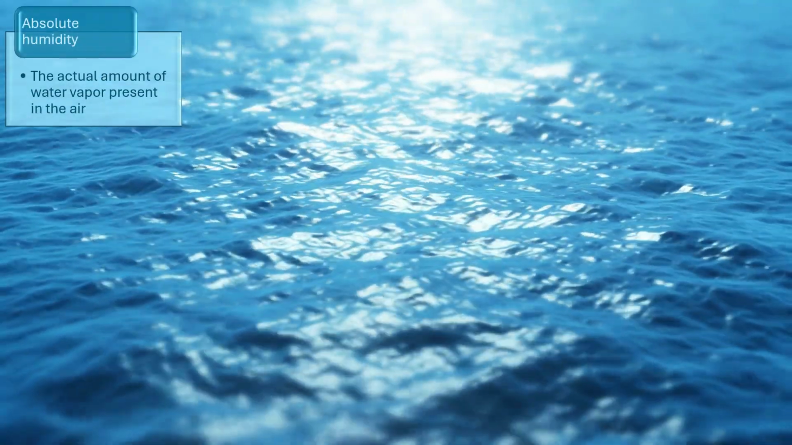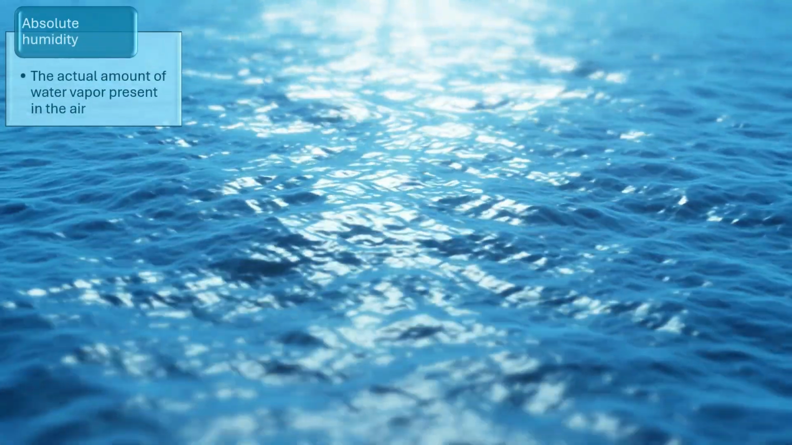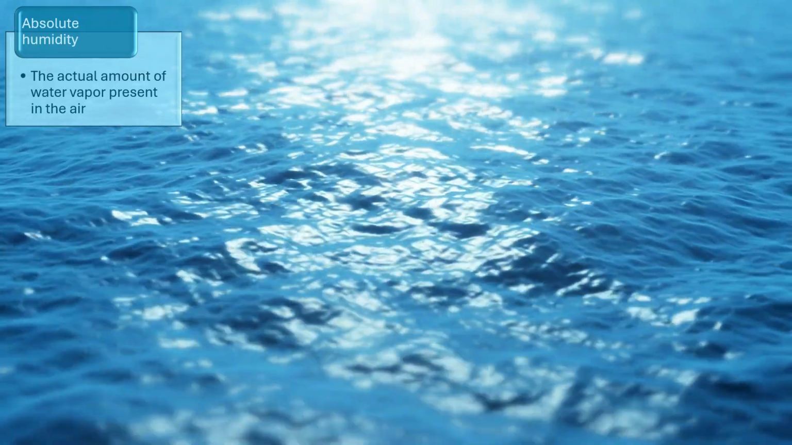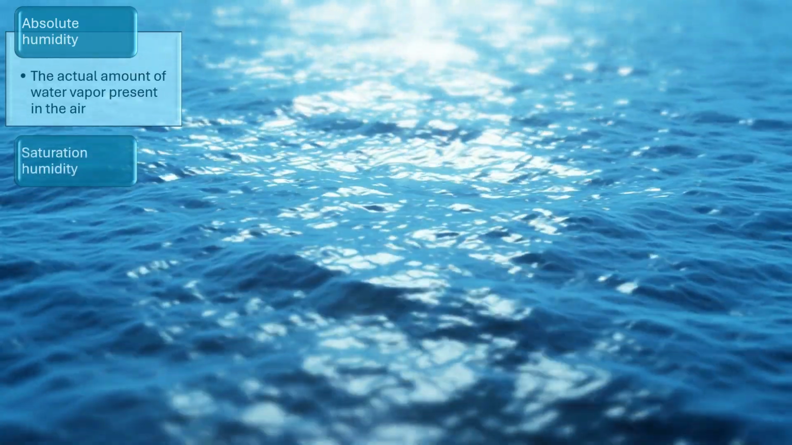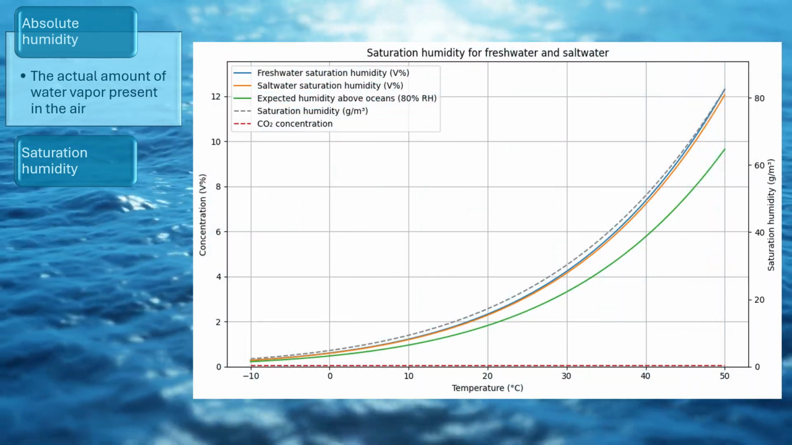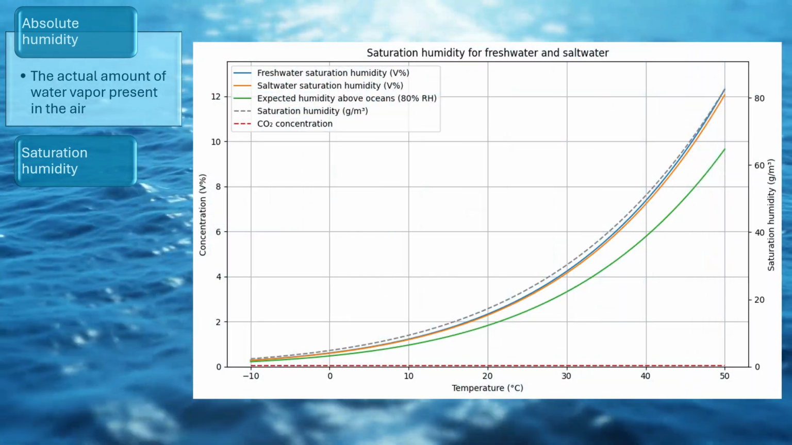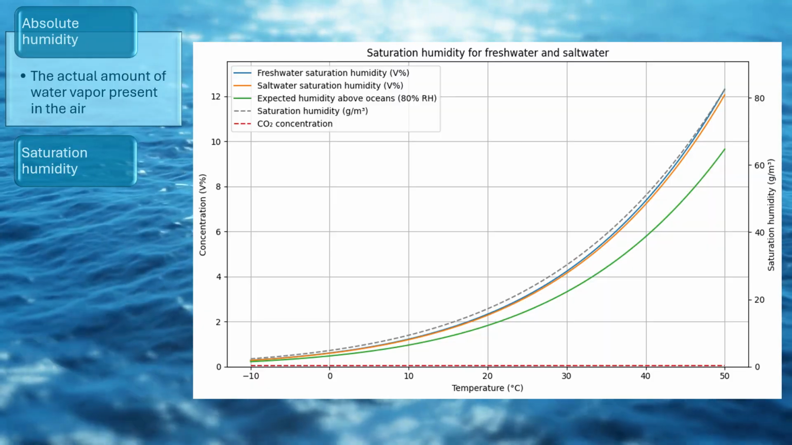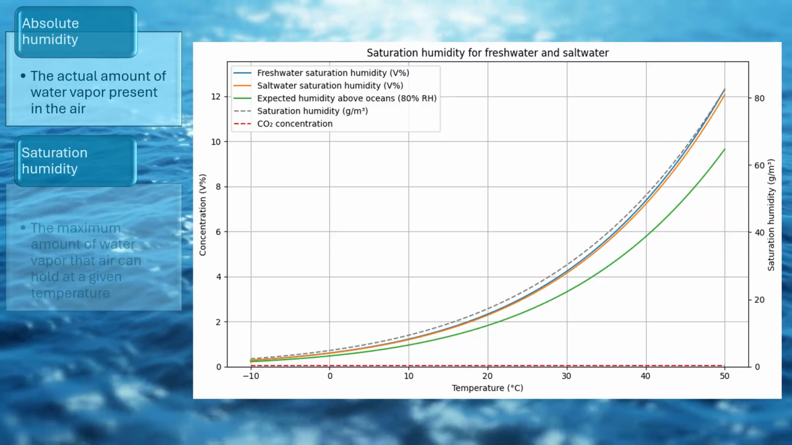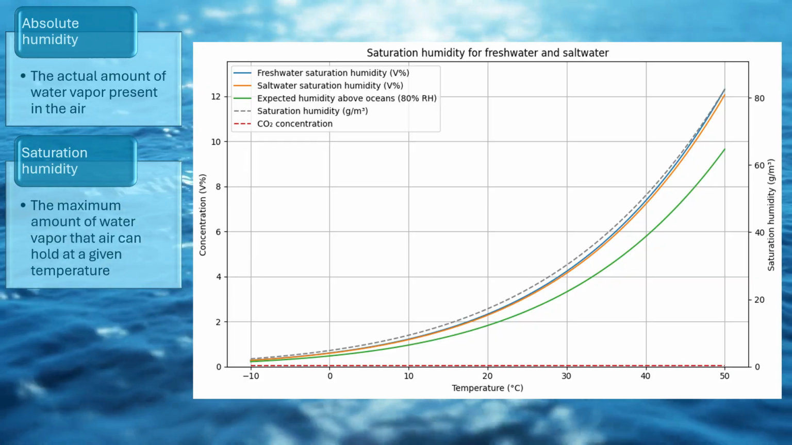To understand atmospheric moisture, we must distinguish between two concepts. Absolute humidity tells us how much water vapor is actually present in the air. The maximum amount the air can contain, called saturation humidity, strongly depends on temperature. Warmer air can hold significantly more water vapor. When temperature increases, saturation humidity increases. Saturation humidity tells how much water vapor air can hold.